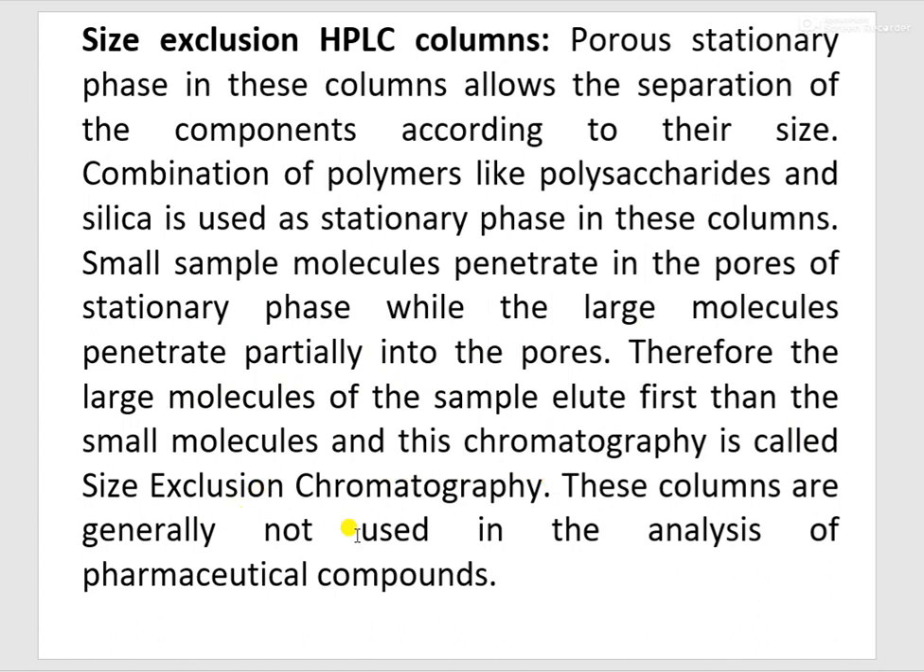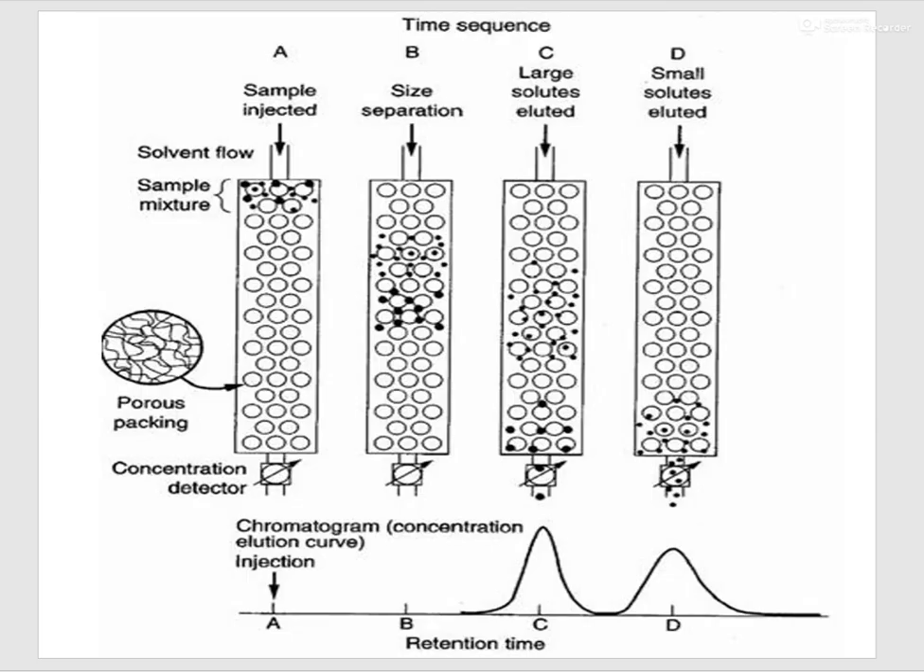These columns are generally not used in the analysis of pharmaceutical products or pharmaceutical compounds. This slide depicts how the separation occurs in size exclusion chromatography. You can see here the size exclusion column with porous packing, and the pores will be uniform throughout the stationary phase of this column.